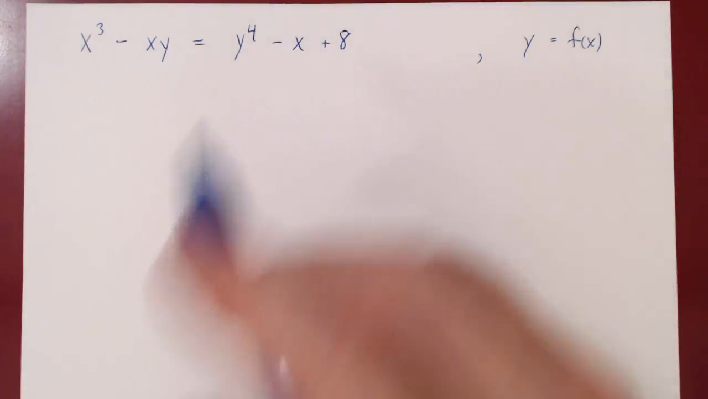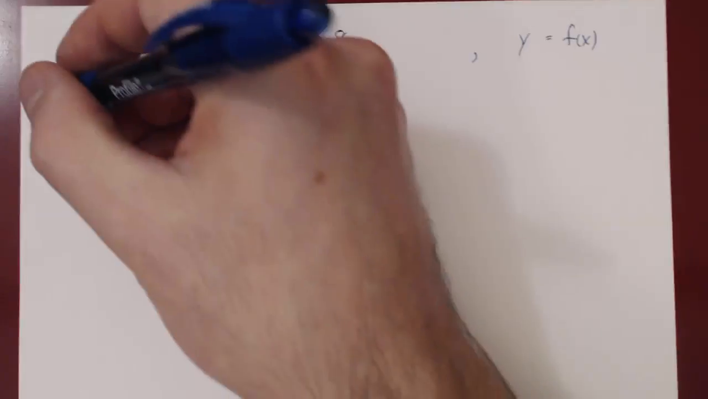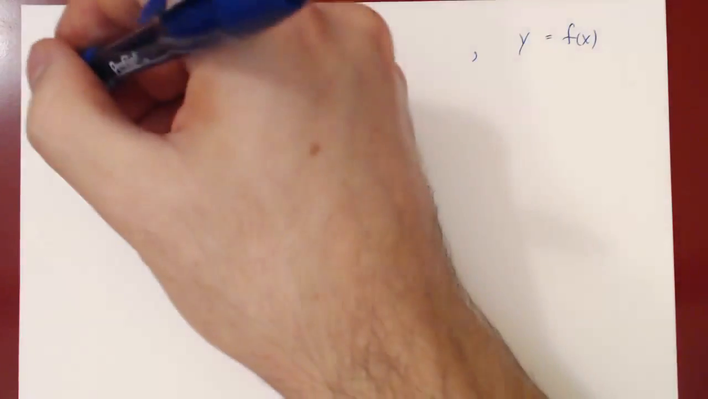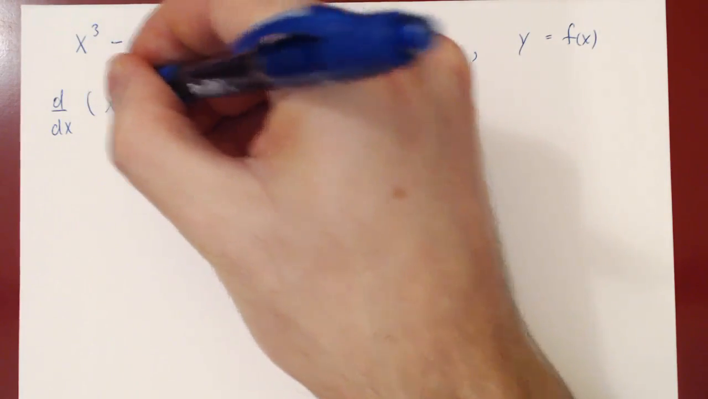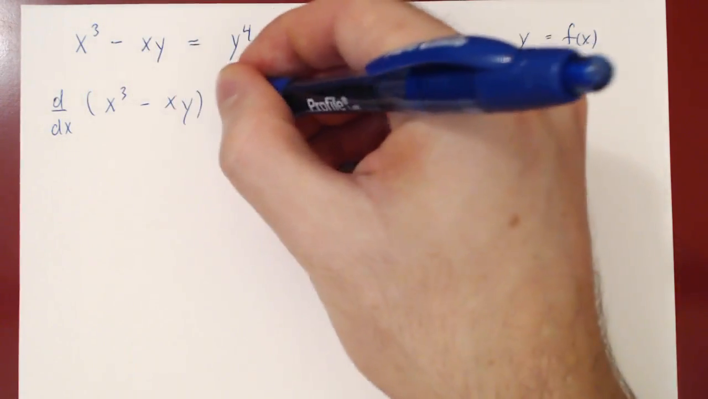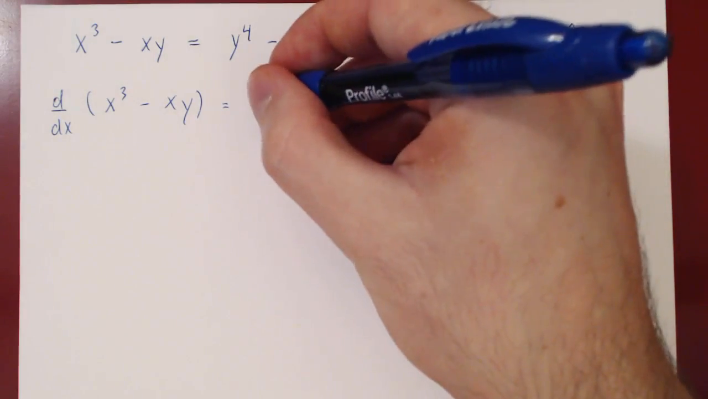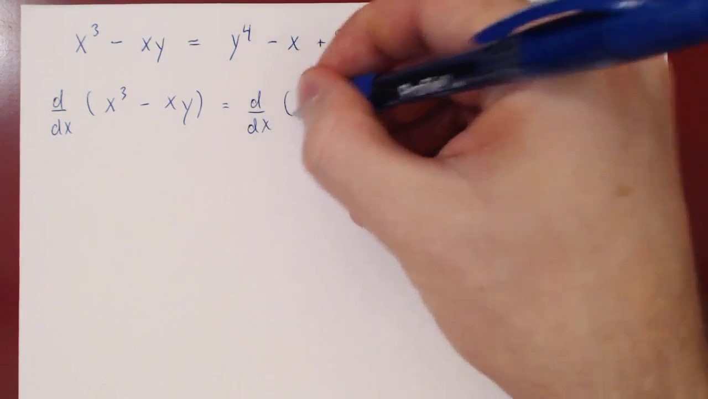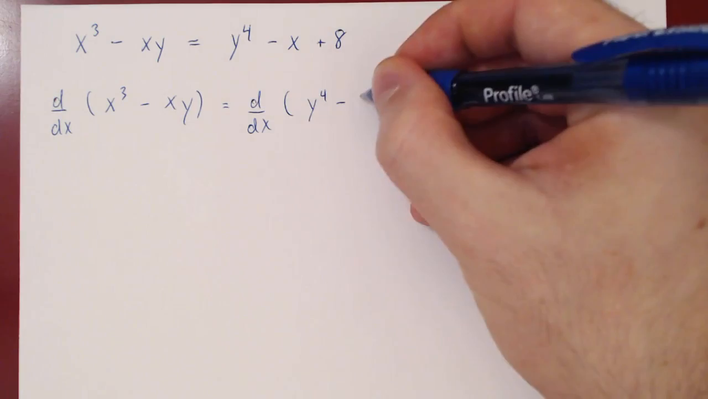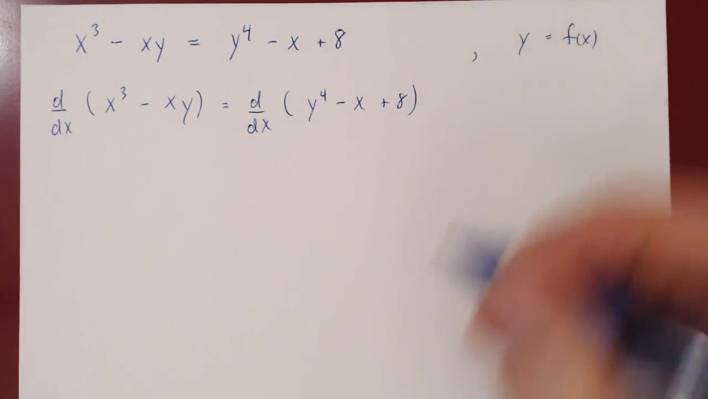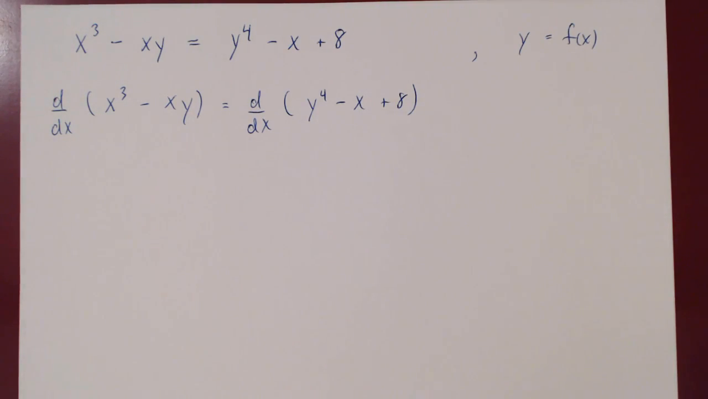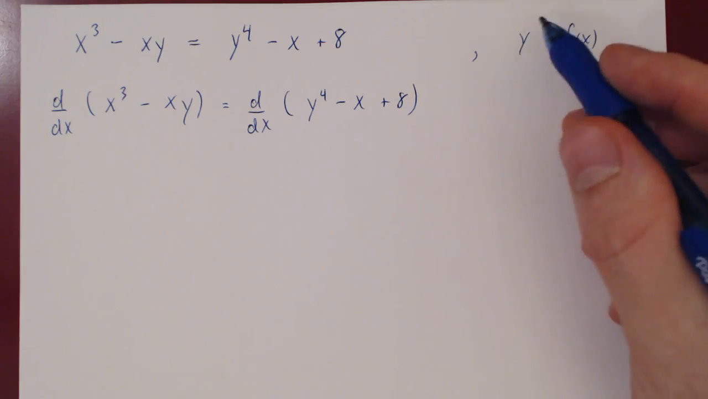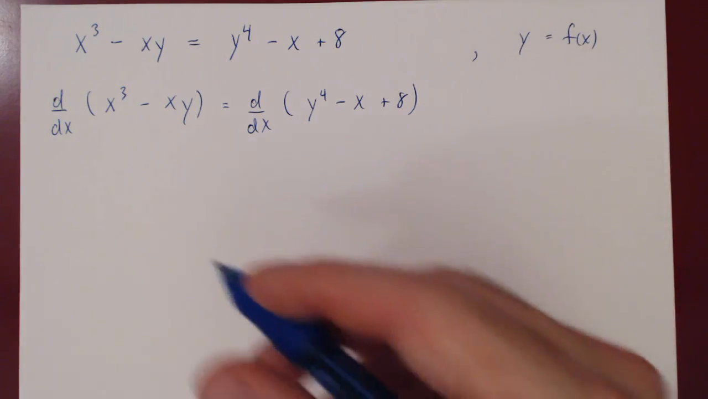Well, both sides are equal as functions of x, so we can differentiate both sides. So the derivative with respect to x of the left-hand side, x cubed minus xy, will equal the derivative with respect to x of the right-hand side, y to the 4 minus x plus 8. So let's differentiate. As always, be very careful when a term contains a y, because you have to apply the chain rule properly since y is a function of x.